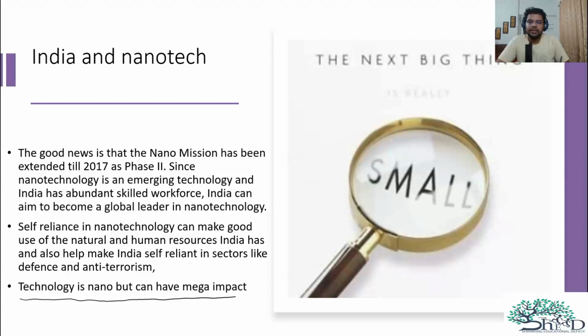So this is a good line: technology is nano, but it can have a mega impact. Remember this. If a question comes based on this, how nanotechnology can benefit India, you can use these lines. Of course, I'm not saying this is the perfect answer or you can't do anything else. Please go and research on your own also, just a little bit. You don't need to write a lot of points. Just add one or two points, whatever you think about nanotech in India, then complete the answer.